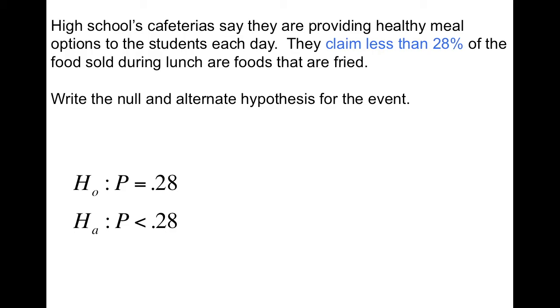Okay, the biggest difference here is that it's a proportion rather than an average. So instead of using the mu symbol, we're using P. Okay, so that is important, knowing which test, what type of test you're going to be running.